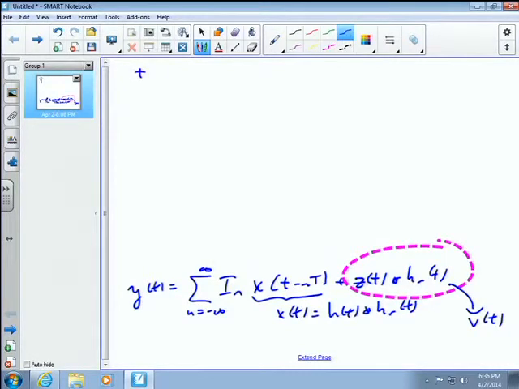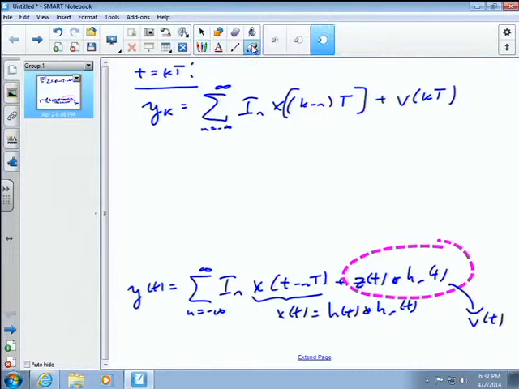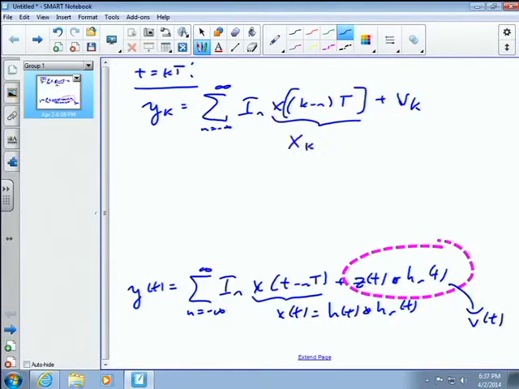Okay, what happens is, suppose I sample this y(t). That's the output of the receive filter. What ends up happening is we get something called Y_k, which is equal to the sum from n equals minus infinity to infinity of I_n x(kT minus nT), plus v(kT), or v_k. And what we need to do is simplify this. We can also write this in shorthand as x_{k-n}, because we know there's a period T. So that's cool, as long as we know the nomenclature.